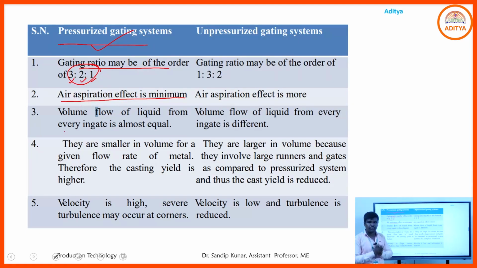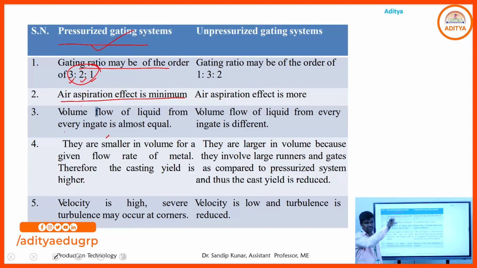And the volume of flow of liquid from the choked area will be almost equal. But in case of the unpressurized system, the volume of flow of liquid metal from every ingate will be different, because in the flow of the liquid metal through the sprue system, where there is more area, more molten metal will flow. So the flow of the molten metal through the ingates is different.